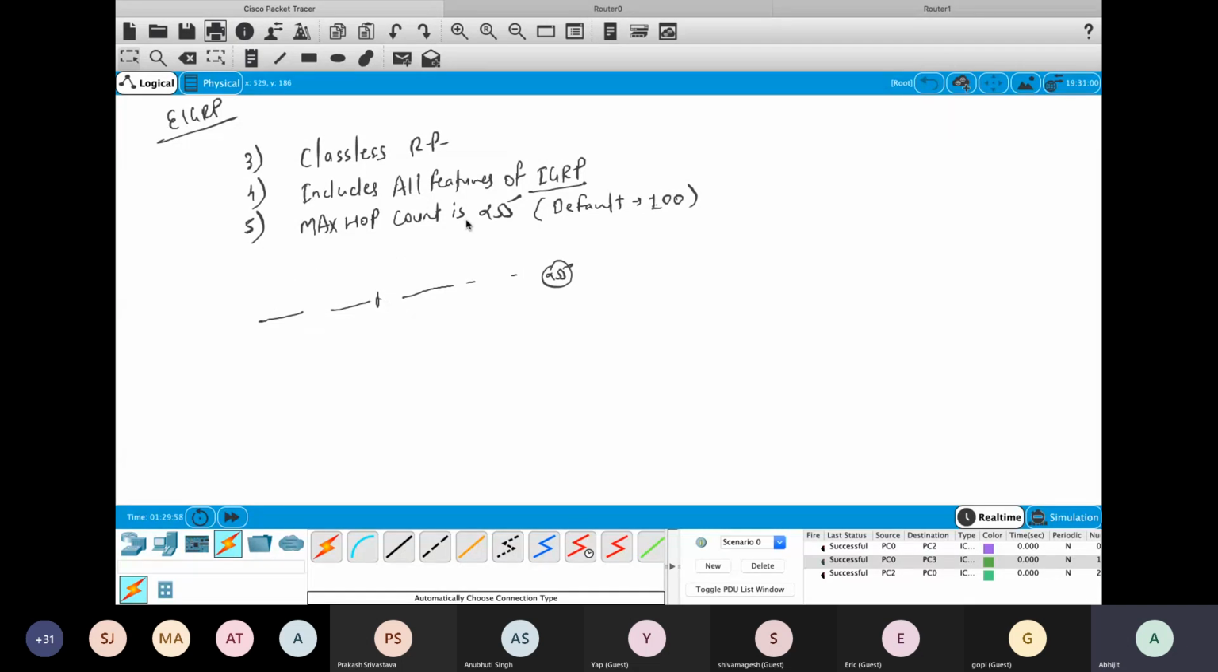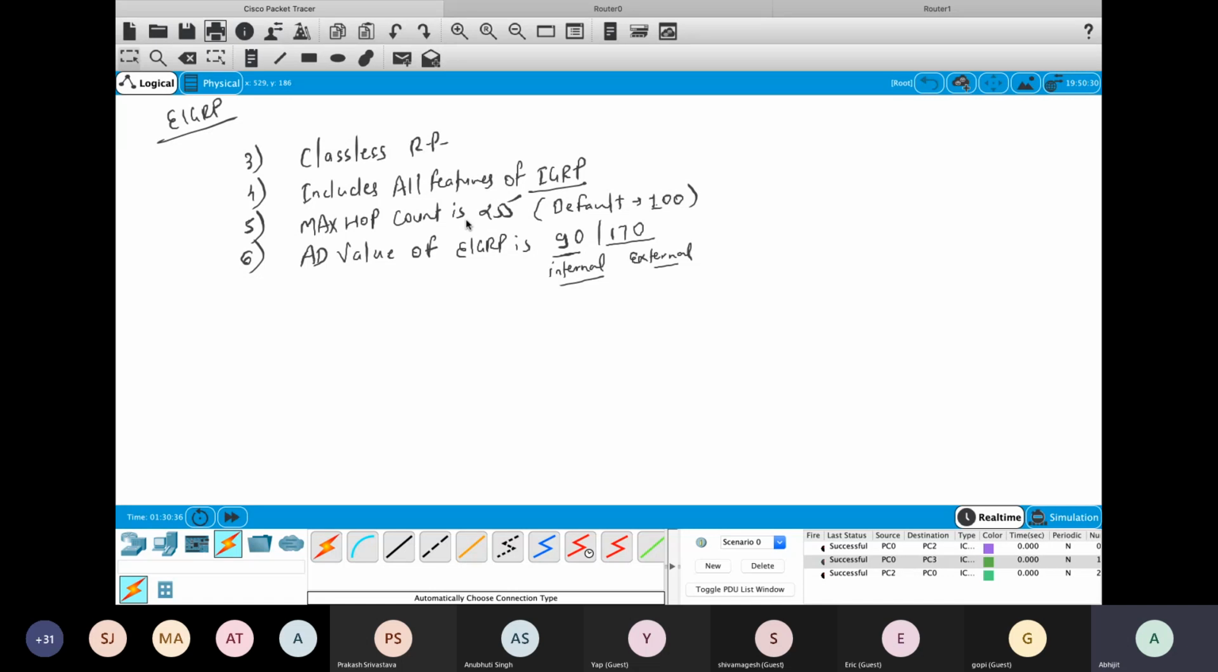Then after that, what you need to consider is the AD value of EIGRP. Just like RIP has an AD value of 120, EIGRP actually has two values. You have 90 and you have 170. So this 90 is for internal networks and this 170 is for external networks.